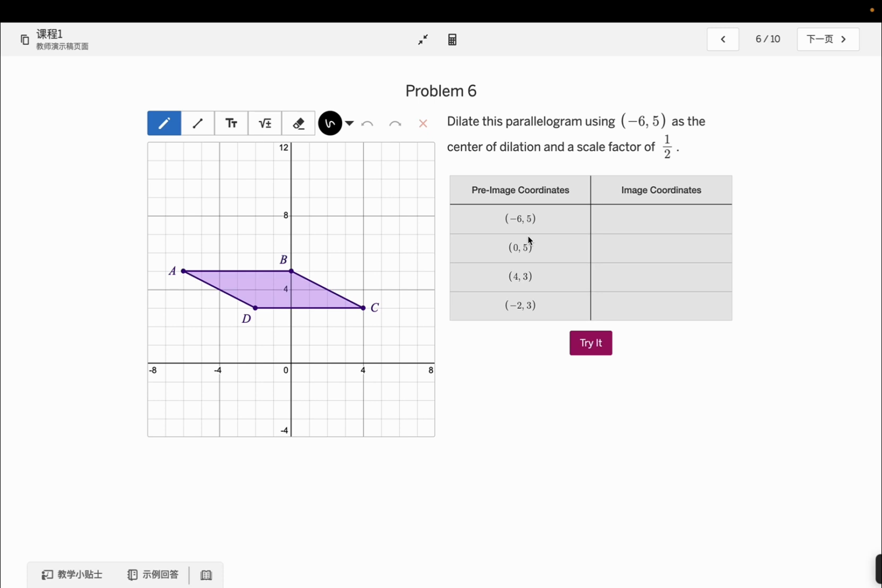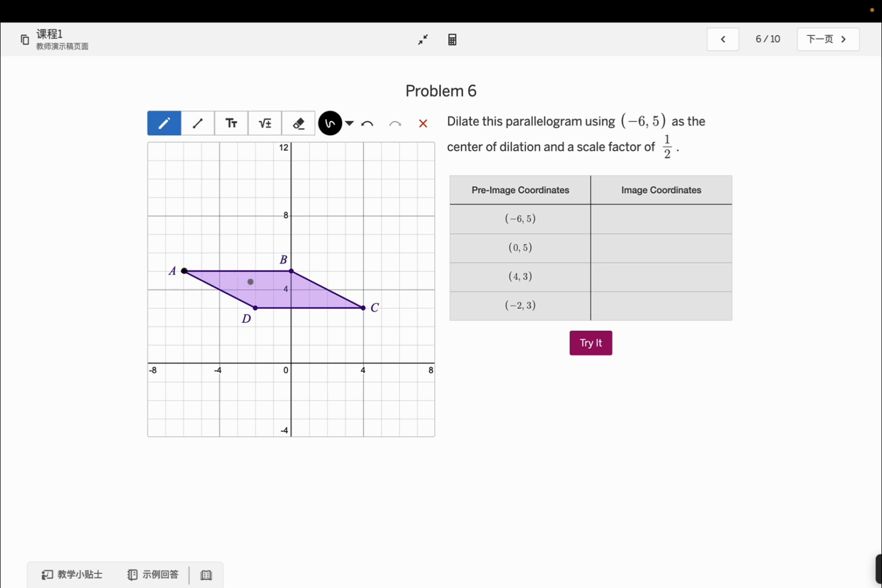Now let's look at problem 6 together. The center of dilation is -6, 5 and the scale factor is 1/2. Tell me, what's the point for A prime? Yes, the point A prime is the center of dilation, so it won't be changed. So the point A prime will still be there. This is the point A prime. What about B prime?